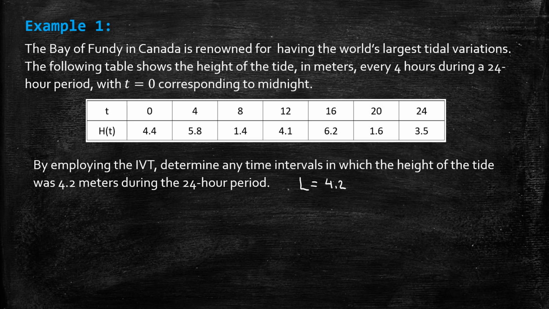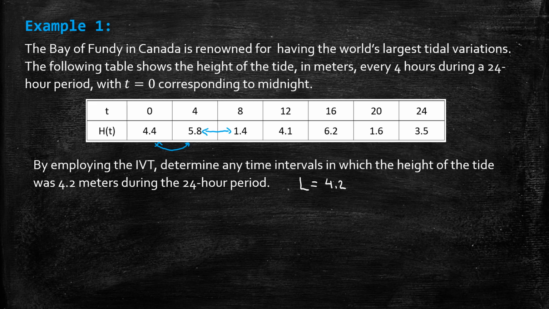And you can see here and here, between 4.4 and 5.8, that does not capture 4.2. It's possible that the height was 4.2 in that interval, but we're not entirely sure. But let's look at this interval here. Between 4 a.m. and 8 a.m., the tide went from a height of 5.8 meters to a height of 1.4 meters, and by the IVT, we know that it must have passed 4.2 meters on the way.